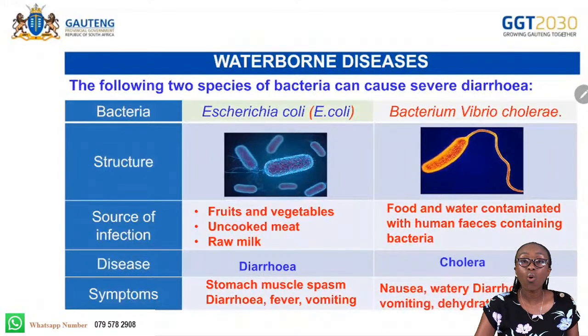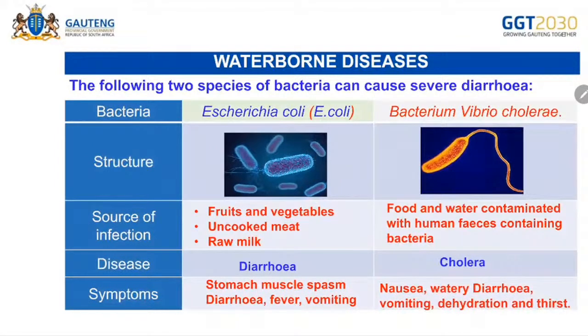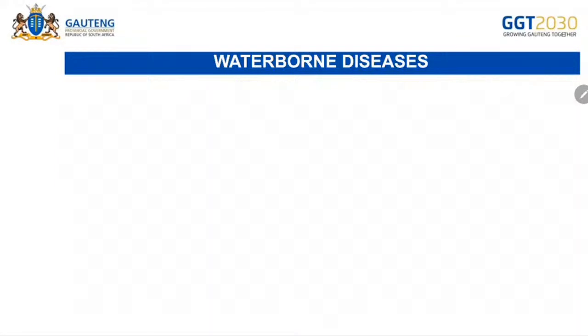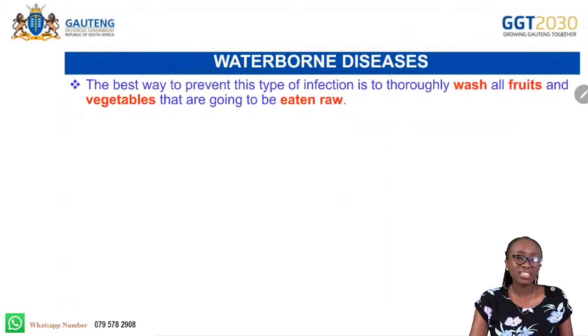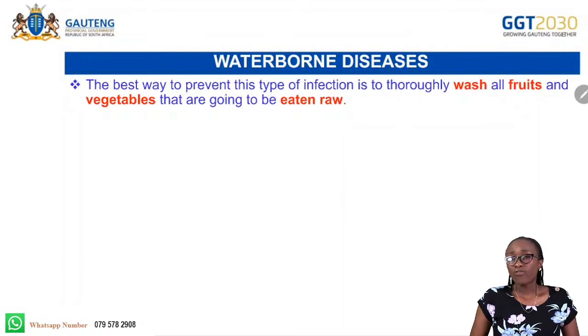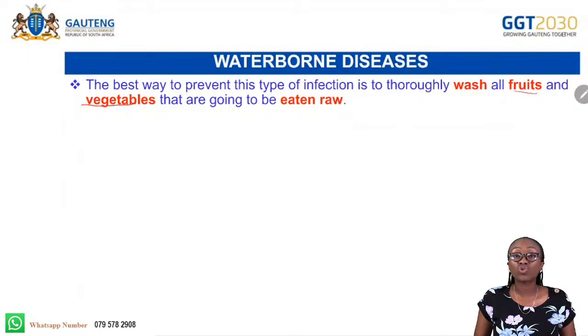The nausea, watery diarrhea, vomiting, dehydration, and thirst. Now, let's move on. So, how can we prevent infection from these diseases? Number one, wash fruits and vegetables that are going to be eaten raw.